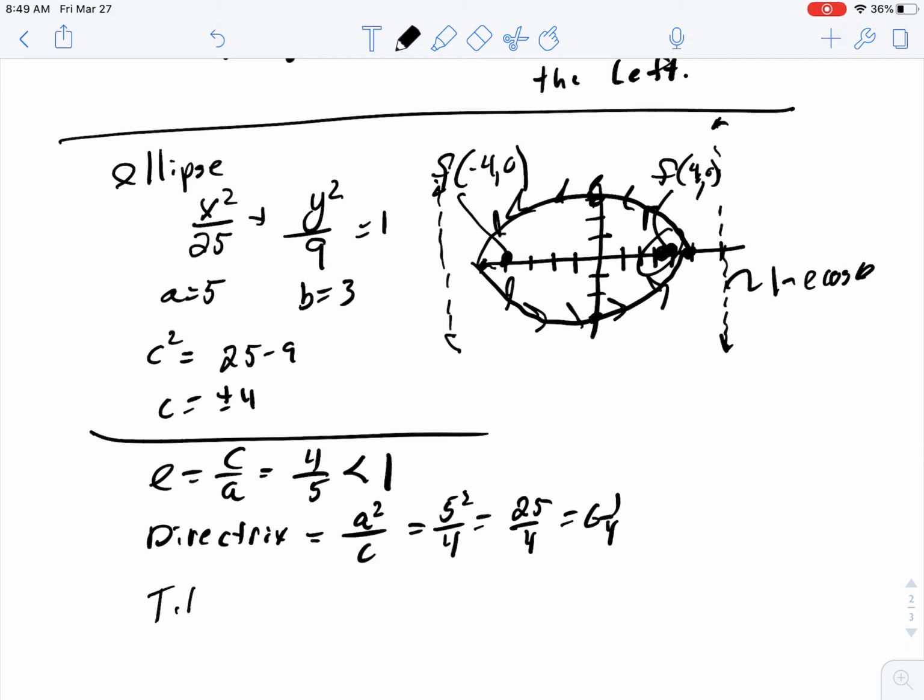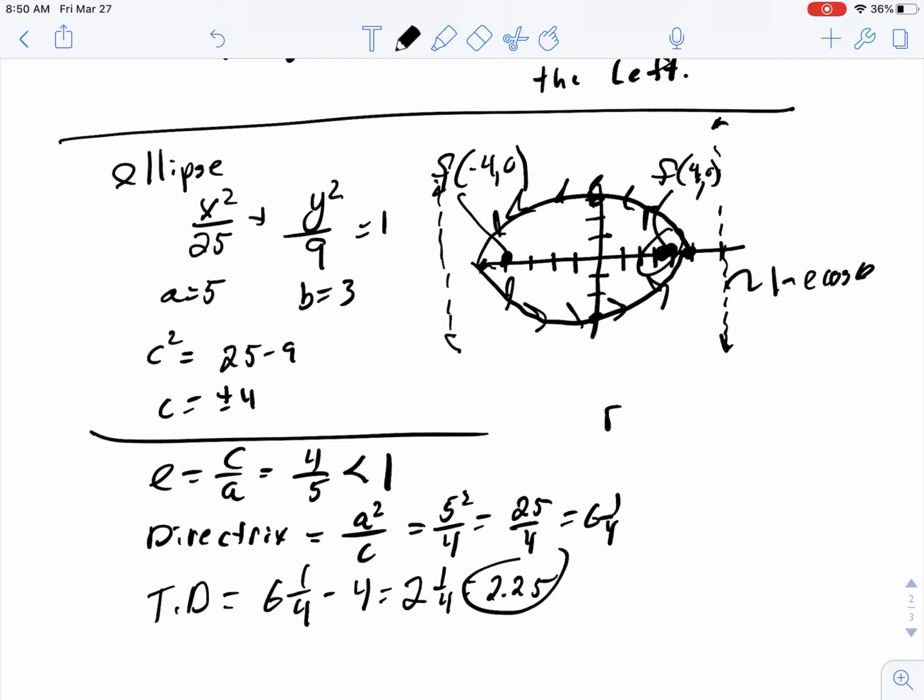All right, total distance. We had 6 1/4 minus 4, so we got 2 1/4, or 2.25.